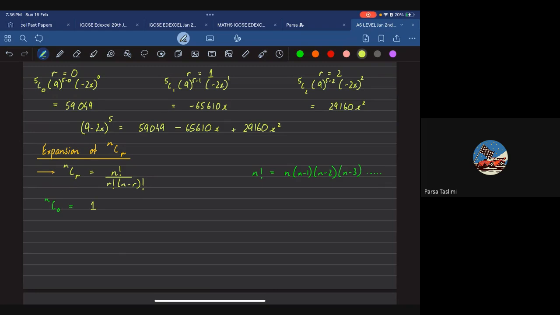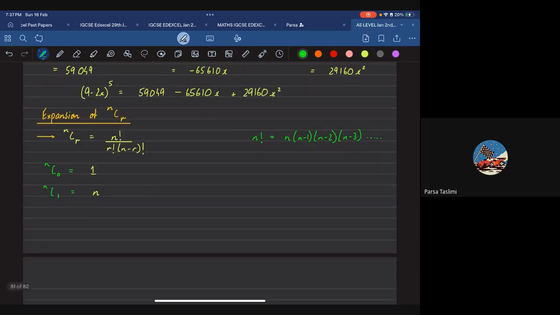Is this clear, guys? And then, if we do nC1, that is going to be equal to n. And then, if we do nC2, that is going to expand as n times n minus 1 over 2 factorial.